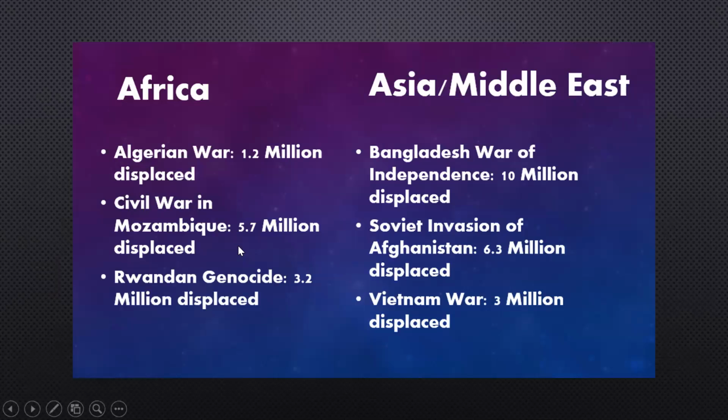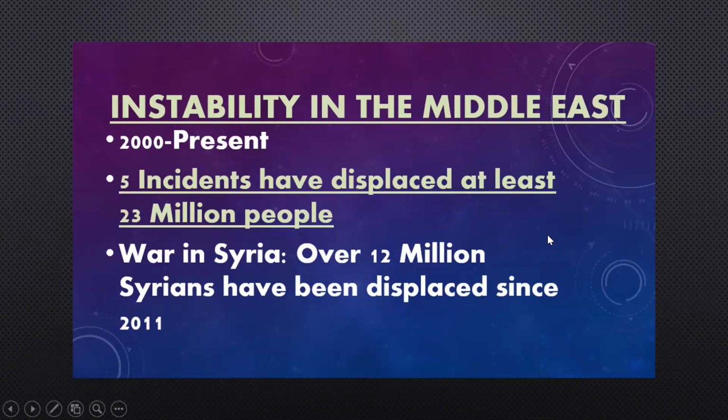It's just some small examples here. Africa, you've got the Algerian War, the Rwandan genocide, where 3.2 million are displaced, the Bangladesh War of Independence, 10 million, the Soviet invasion of Afghanistan, 6.3 million, Vietnam War, 3 million. So a couple of examples. And of course, today, instability in the Middle East, specifically in Syria since 2011. You've got a civil war where there are over 12 million people.